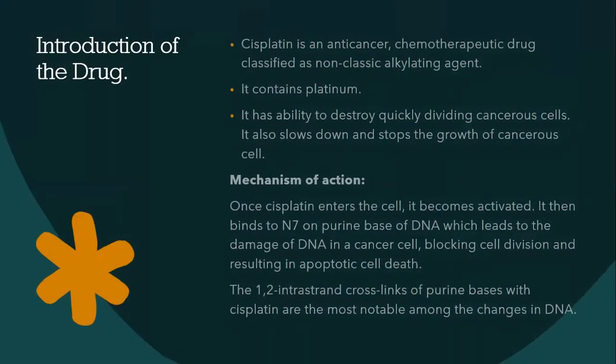First, let me give you a brief introduction of this drug. Cisplatin is a drug which is used as chemotherapeutic and anti-cancer agent. It is a non-classic alkylating agent which contains platinum. Cisplatin was discovered through an observation that neutral platinum complexes inhibit cell division and growth of Escherichia coli.